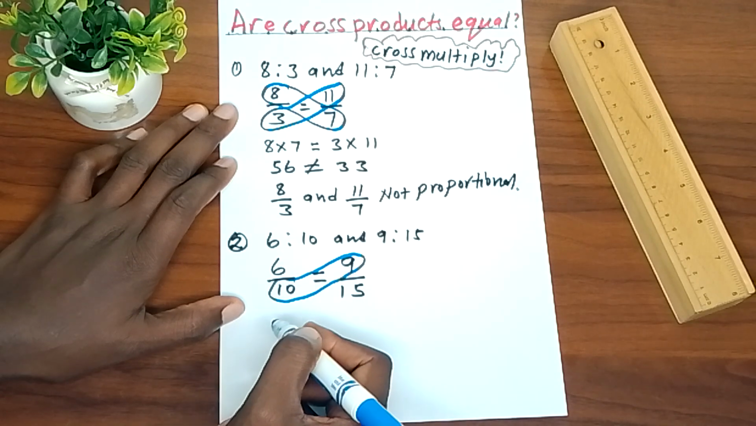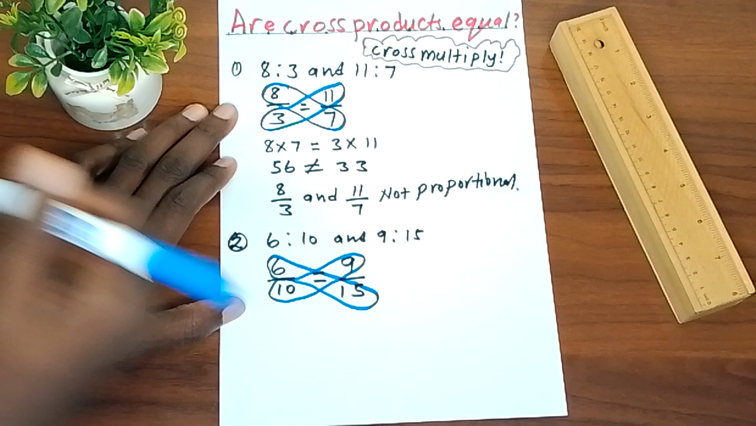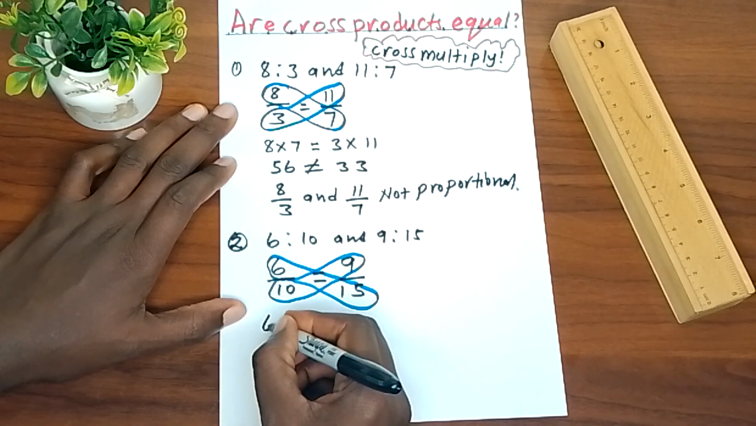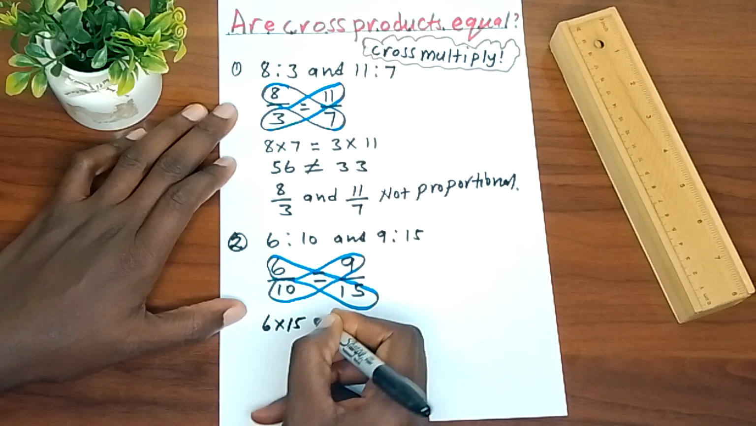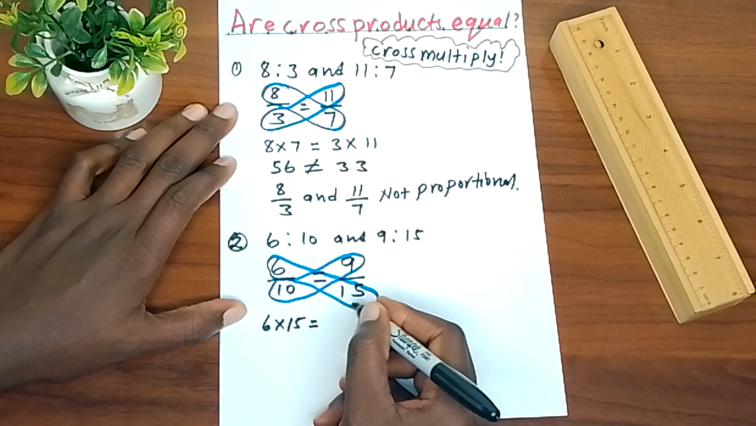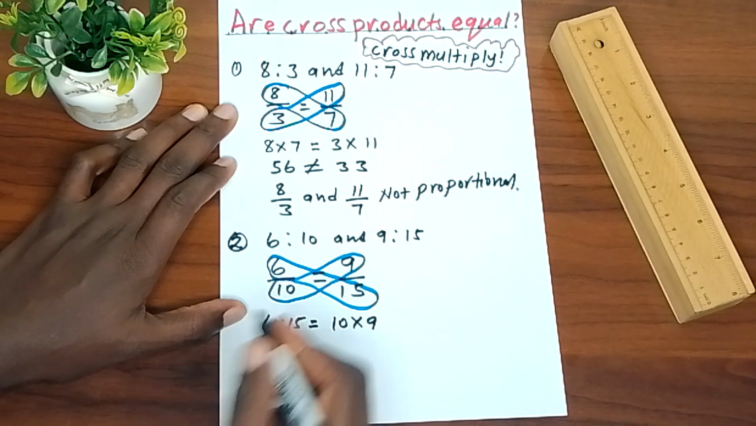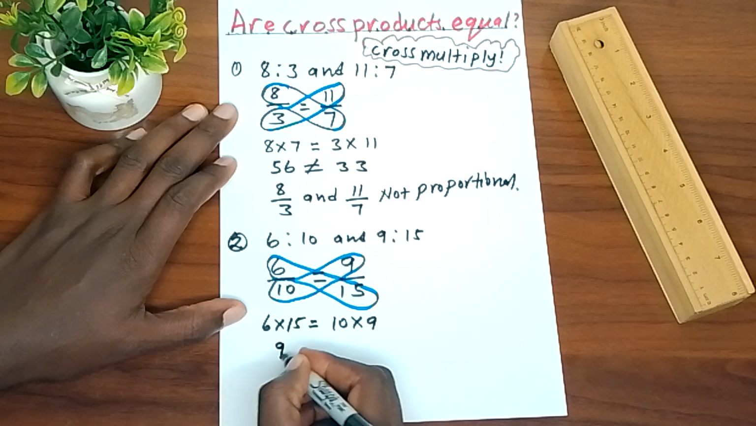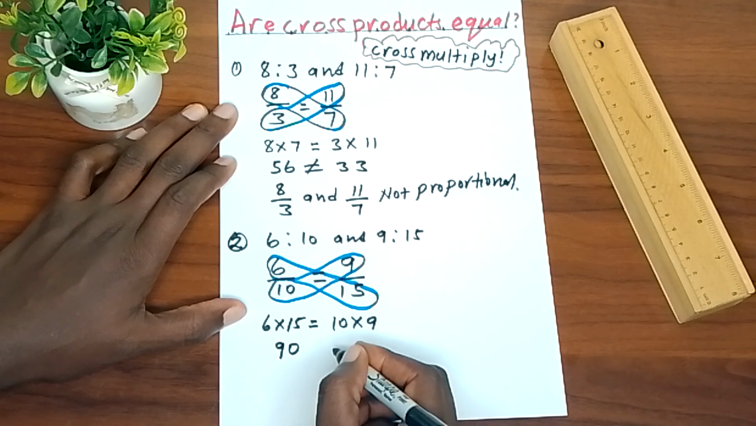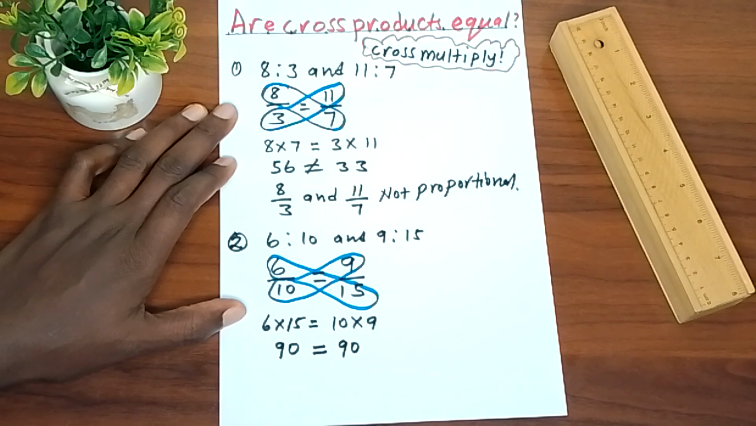9 is going to be multiplied with 10, and then 6 is going to be multiplied with 15. So then we'll say 6 times 15 is equal to 10 times 9. So 6 times 15, we know it is 90. And 10 times 9, that is 90. So these are equal.